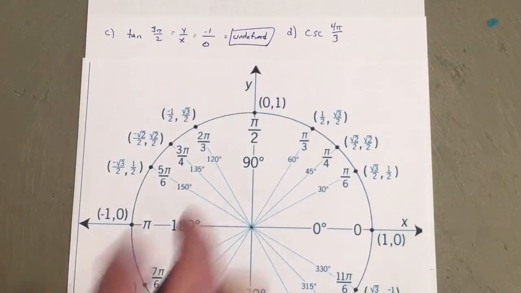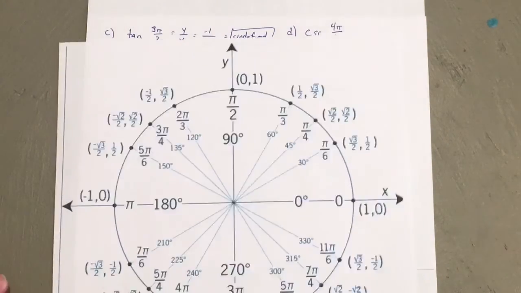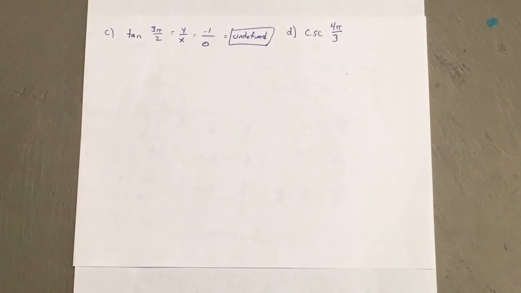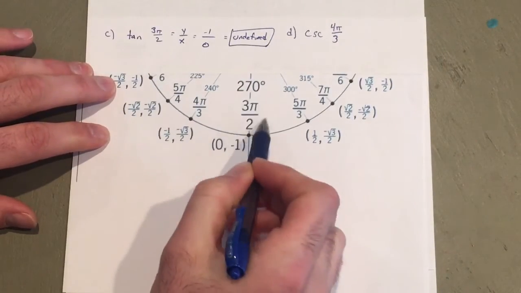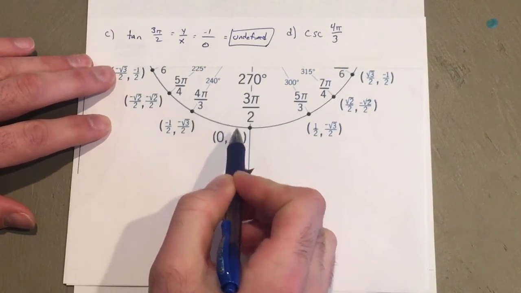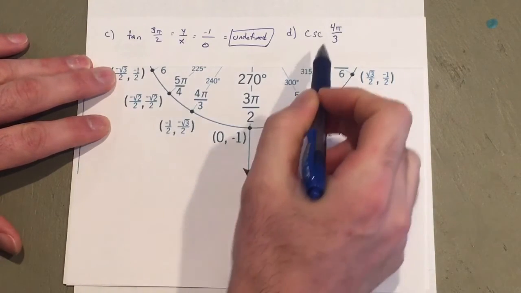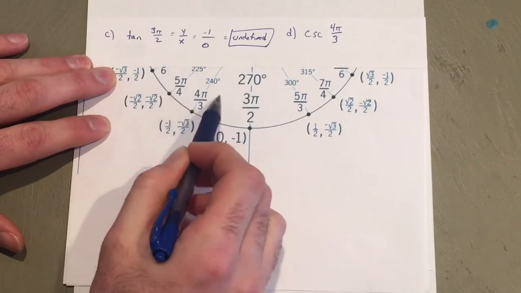All right. Our last one, cosecant of 4 pi over 3. Find 4 pi over 3. Let's see if you can see it on the video. Nope, you can't see that. Let me fold it in half. Okay, if you go back to C, here is our 3 pi over 2 at the bottom of the circle. So here's y over x, cannot divide by 0. Here's our cosecant of 4 pi over 3, so we find 4 pi over 3.